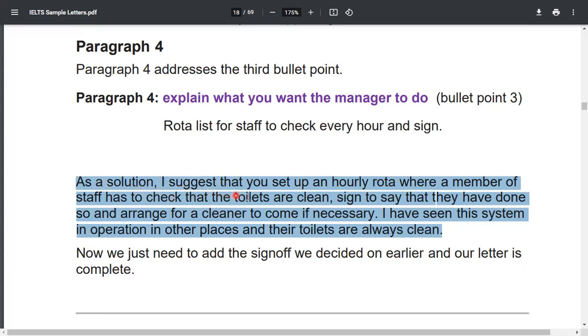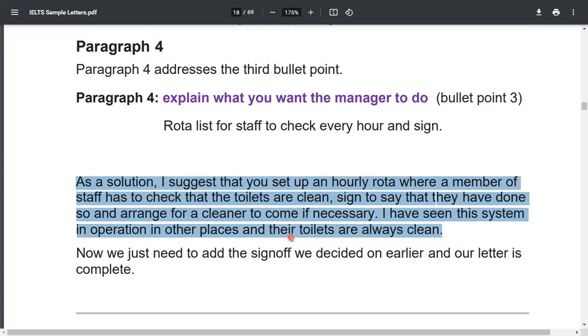So as a solution, I suggest that you set up an hourly rota where a member of staff has to check that the toilets are clean, sign to say that they have done so, and arrange for the cleaner to come if necessary. I have seen the system in operation in other places, and the toilets are always clean. Amazing. I suggest is a good word, actually a strong verb. We have also, they have done, so that's the present perfect. Also, I have seen, that's the present perfect. And also we have are always clean, that's the present simple.